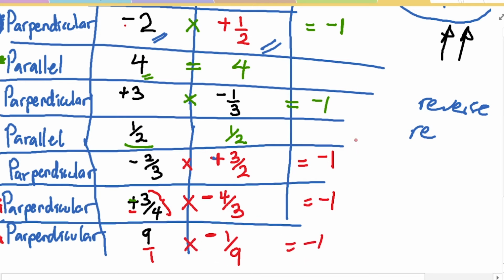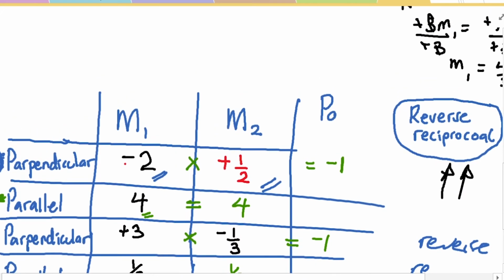So in other words, what I'm trying to show you here in this small table is a shortcut. Rather than going through the long process that we went through to find the gradient of the second line, just put in mind that when you want to find the gradient of the second line, simply use this reverse reciprocal and you'll be able to get the gradient of the second line. Let's move on to the next number.